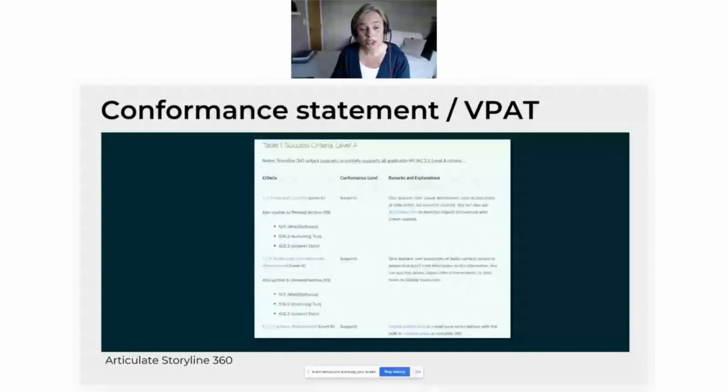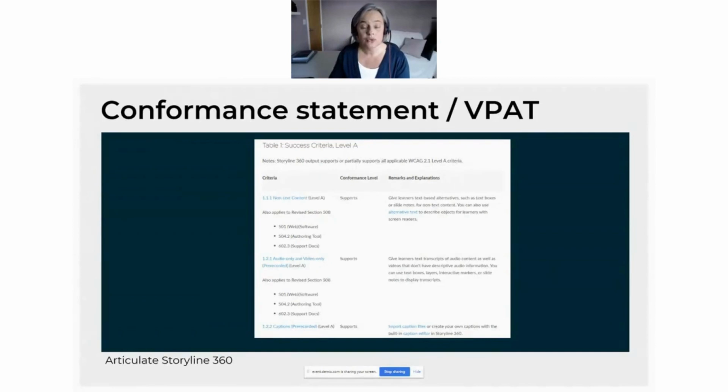And the current version, which is the most widely used in basically legal terms, is version 2.1, level A and double A. So that is the one that I say is the most common level of conformance needed by the majority of international legislation. So that is really helpful if you have a conformance statement or something that tells you which of these standards the tool is able to meet.